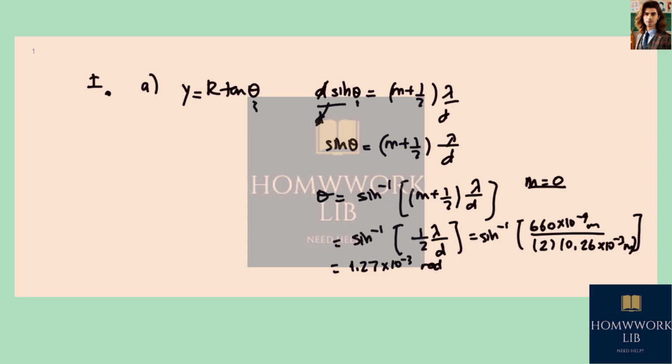Now, in order to calculate where the first minimum is located, we're going to plug it in here. Y is going to be 0.9 meters times tangent of 1.27 times 10 to the power of -3 radians. So from here, where the first minimum is located from the central maximum is 1.143 times 10 to the power of -3 meters.